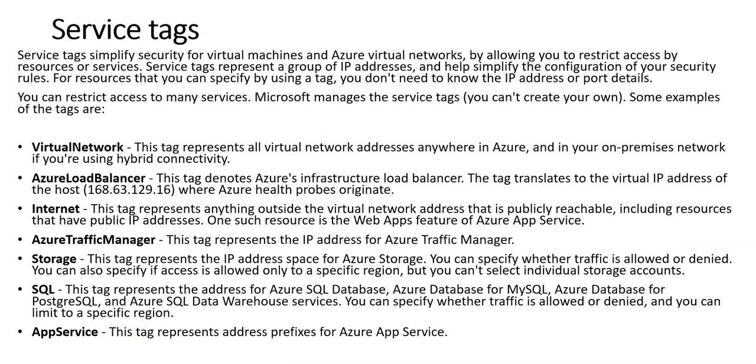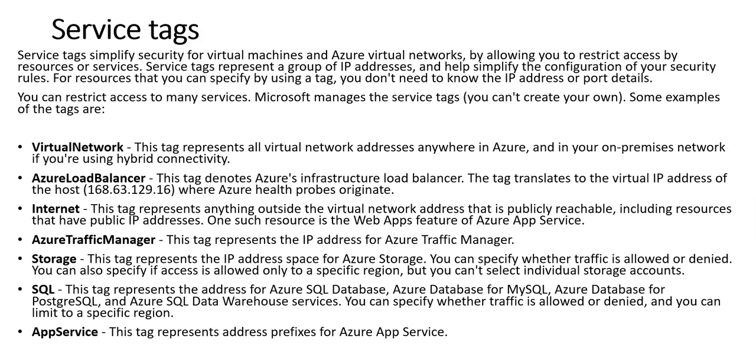What are service tags? Service tags simplify security for virtual machines and Azure virtual networks by allowing you to restrict access by resources or services. Service tags represent a group of IP addresses and help simplify the configuration of the security rules. For resources that we can specify by using a tag, we don't need to know the IP address or port details. Let's see the examples.